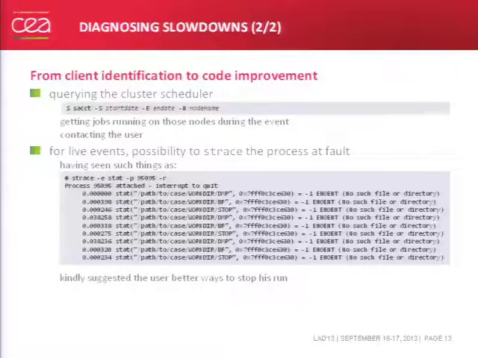Then we can go to the scheduler to see what job is running on those nodes once we have identified the clients. And we get the jobs running on those nodes and the user, so we can now contact the user asking if it's an expected behavior or not, and see with the user if we can do something to correct that. For instance, we had a case where we were able to strace the process responsible for this behavior, and we've seen such things displayed here. So basically, the code was looking for a stop file in the job directory for every iteration of the simulation, and so we concluded it was not a good way to stop a simulation.